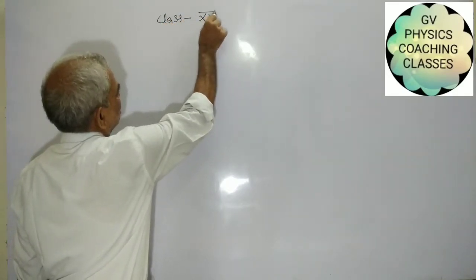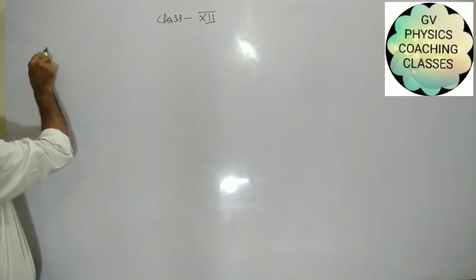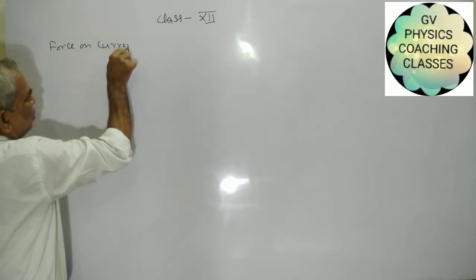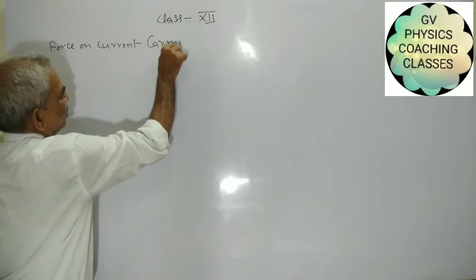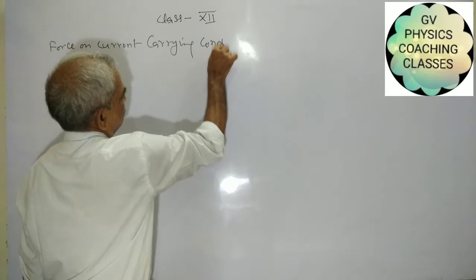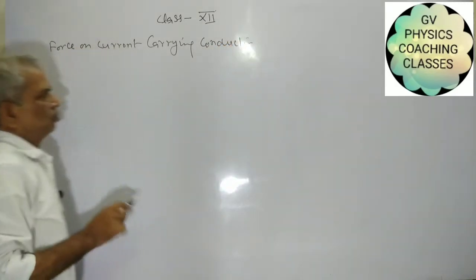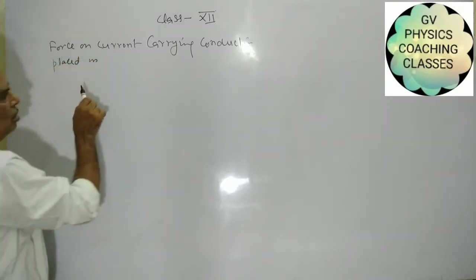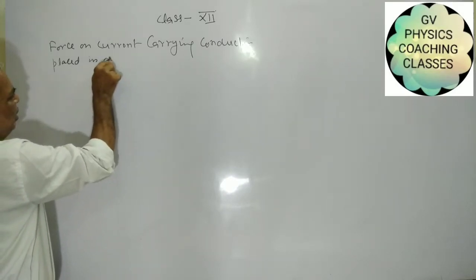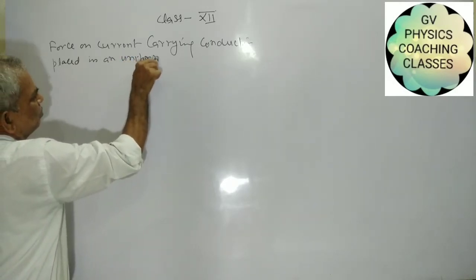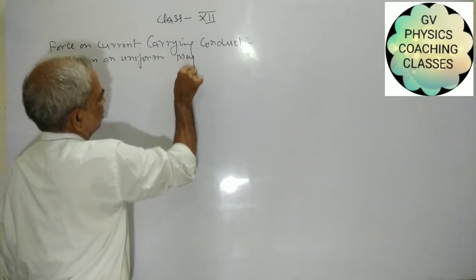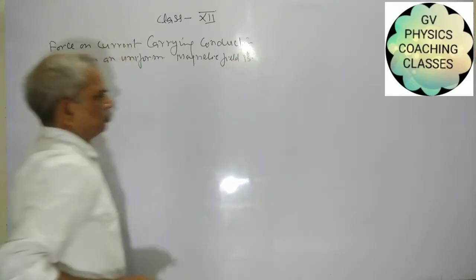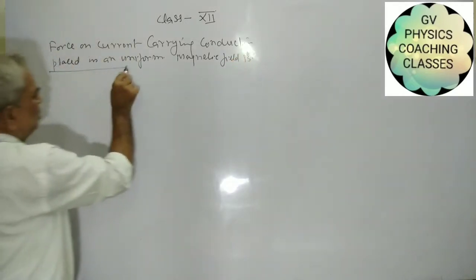Class 12. Force on a current carrying conductor placed in a uniform magnetic field. This is our article.